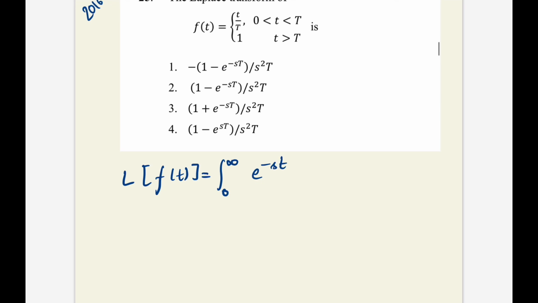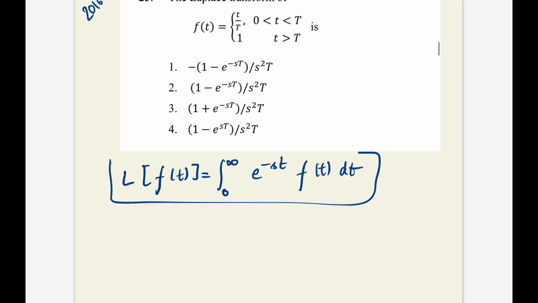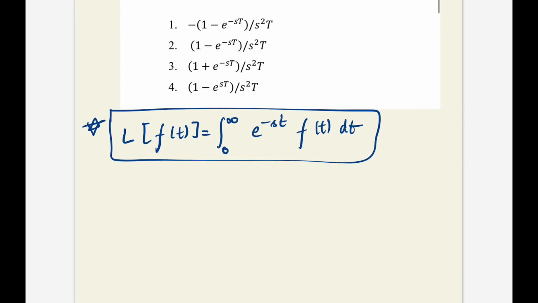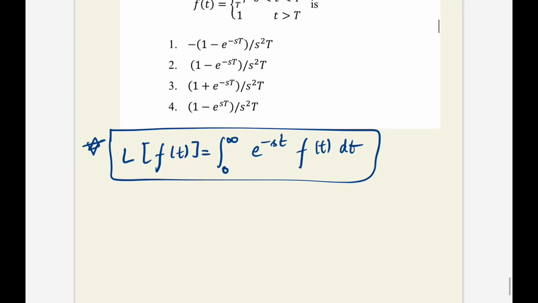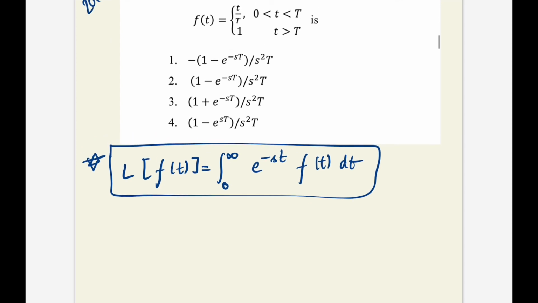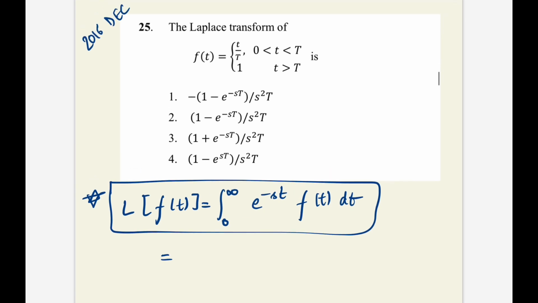Integral of e to the power minus st f of t dt. Laplace transform is defined like this. Remember this. Memorize it. Now here in our case it can be broken into two integrals, one from 0 to T and another from T to infinity. So this becomes integral from 0 to T of e to the power minus st times t by capital T dt, plus integral from T to infinity of 1 times e to the power minus st dt.